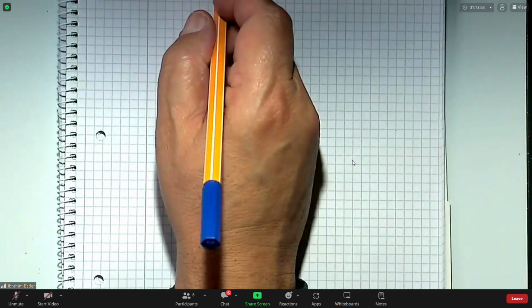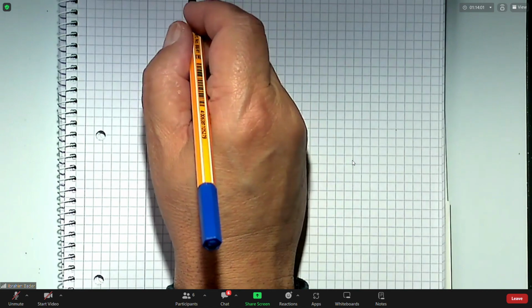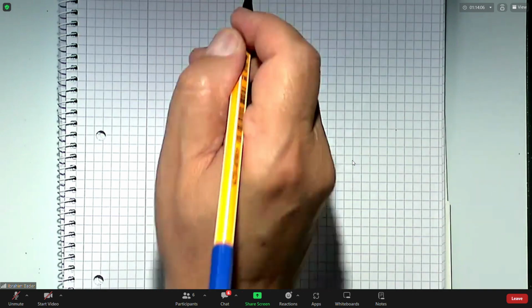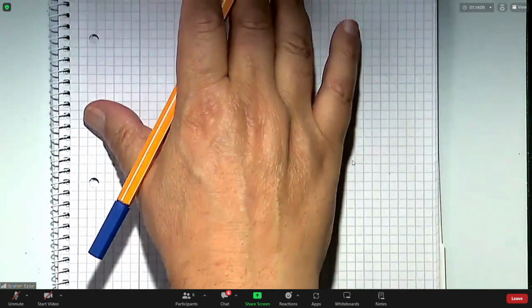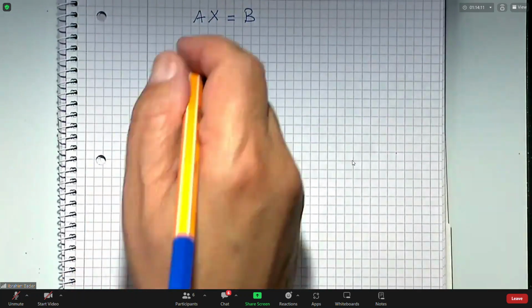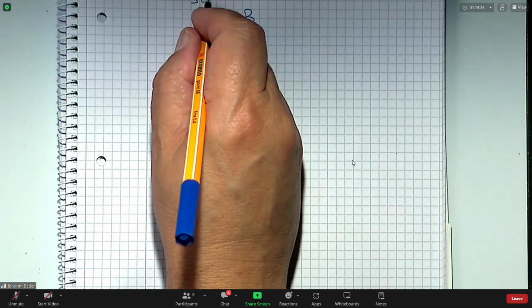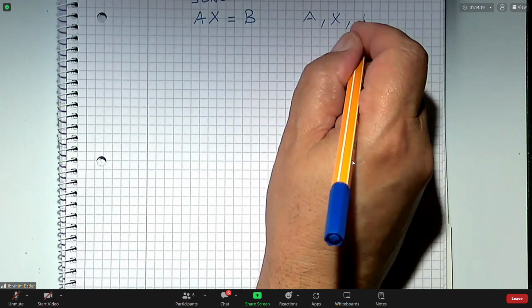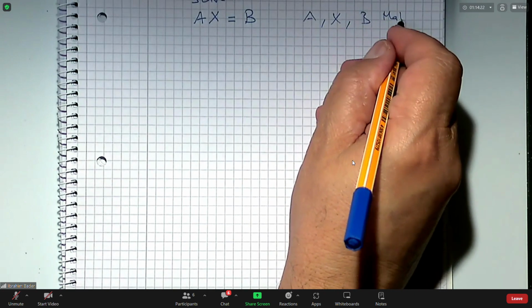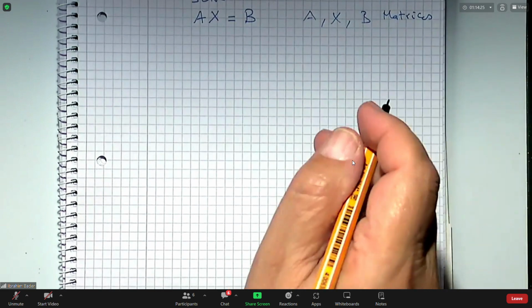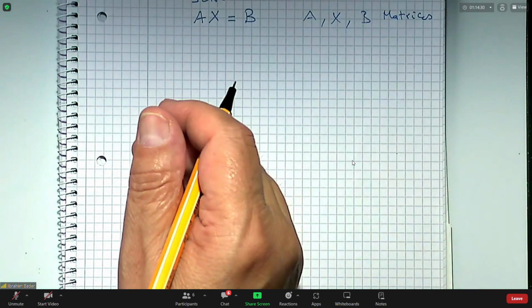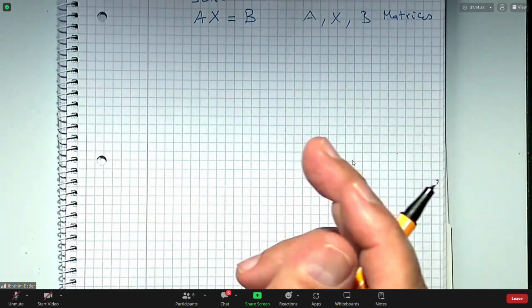Imagine you are solving a matrix equation, okay? Now, let's take a linear system that is given in matrix form, and we want to solve it. The A, X and B are matrices. It's not a number. Usually A is the coefficients matrix, X is the variables matrix, and B is the right-hand side.